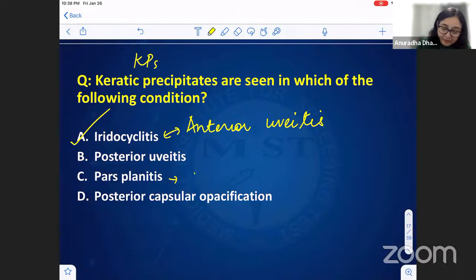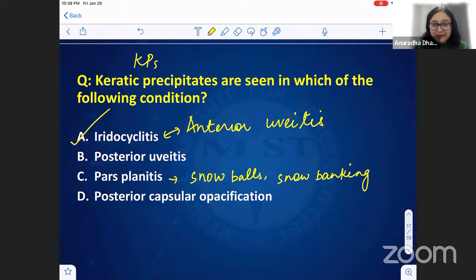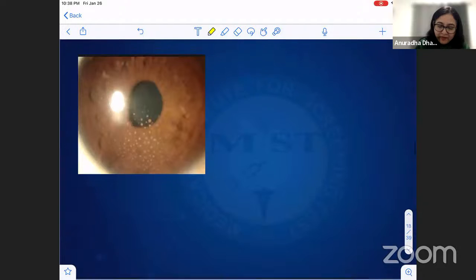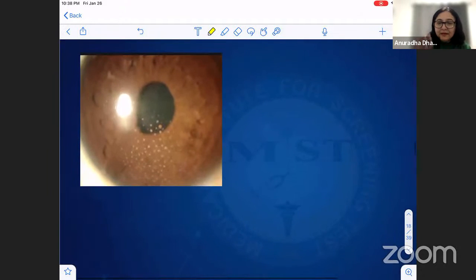You will not see KPs in posterior uveitis. Pars planitis can present with snowballs in the vitreous, or you may see snow banking in the pars plana area, but not keratic precipitates. Similarly, posterior capsular opacification has no relation to KPs. There, the appearance is in the form of Elschnig pearls or Soemmering ring, but keratic precipitates are a hallmark feature of anterior uveitis or iridocyclitis.